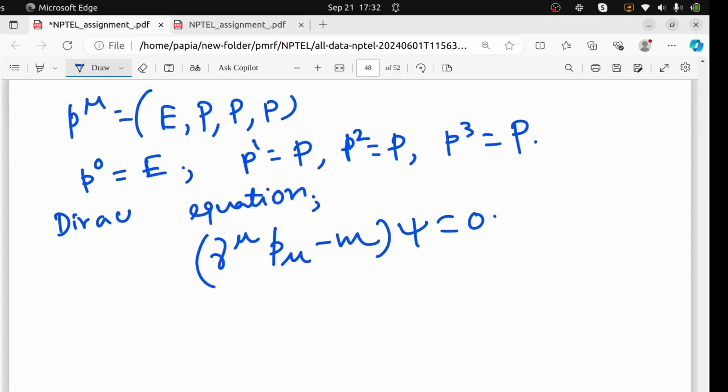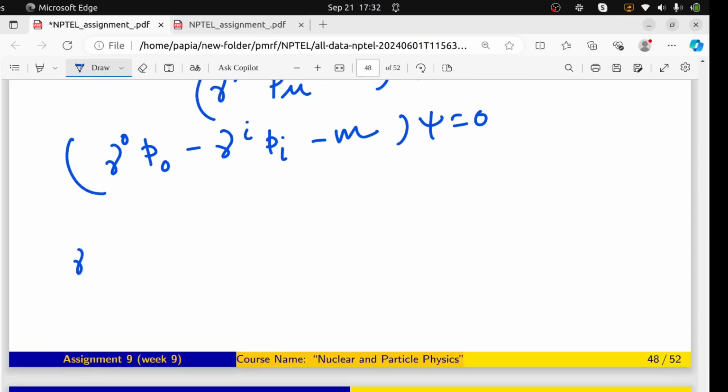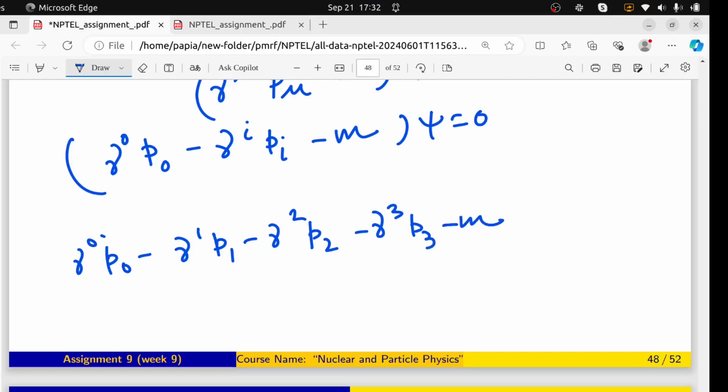So what does gamma mu P mu mean? If I expand this, gamma 0 P0. Now here you know that this is P covariant, so covariant means obviously it will be minus gamma i Pi minus m, and psi equals 0. So if I write it like that, then gamma 0 P0 minus gamma 1 P1 minus gamma 2 P2 minus gamma 3 P3 minus m, psi is equal to 0.